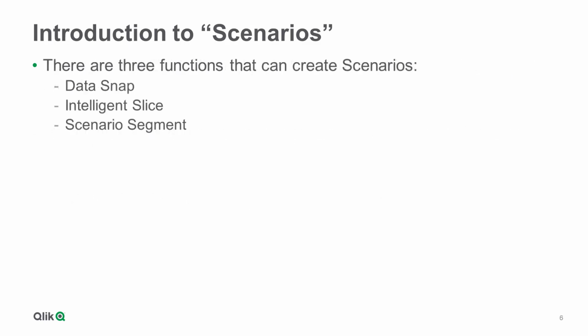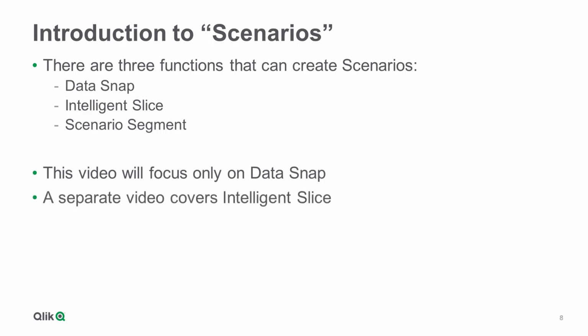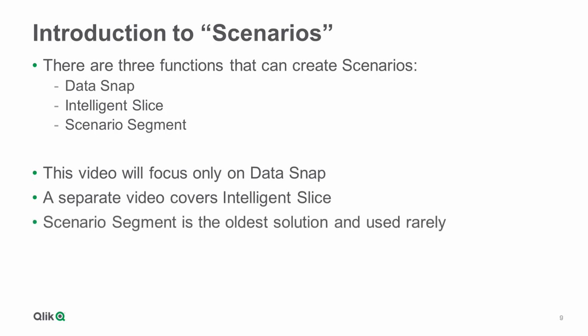There are three functions that can create scenarios in Gold Client. It can be done using the DataSnap, Intelligent Slice, or Scenario Segment functions. However, this video will focus only on using DataSnap. There is a separate video that covers Intelligent Slice, and Scenario Segment is the oldest solution in the space and is only used on rare occasions.